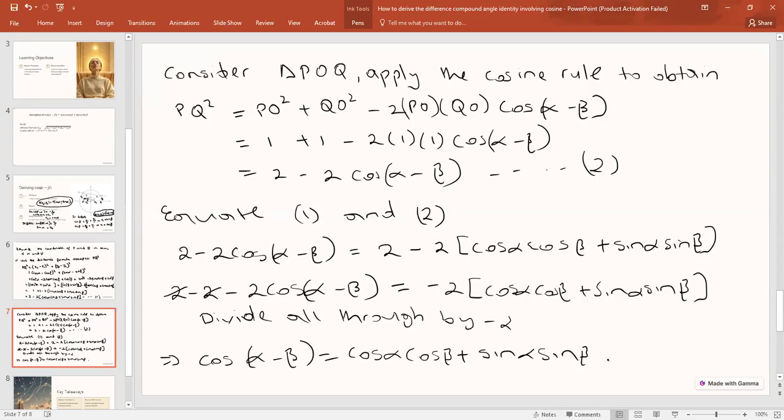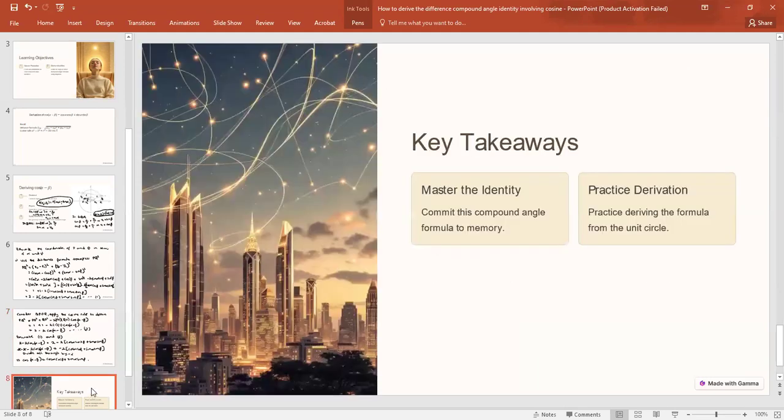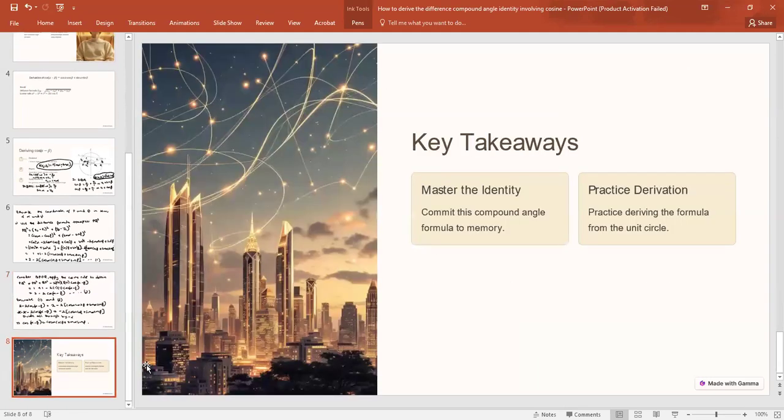End of proof. Our conclusion now is that the cosine of alpha minus beta is equal to cosine of alpha times cosine of beta plus sine of alpha times sine of beta. So here are a few takeaways. Remember to commit this compound angle formula to your memory, and remember to practice deriving this formula using the unit circle.